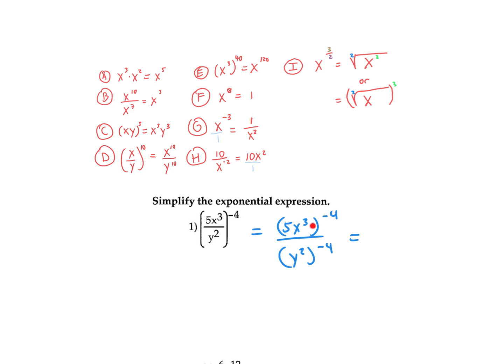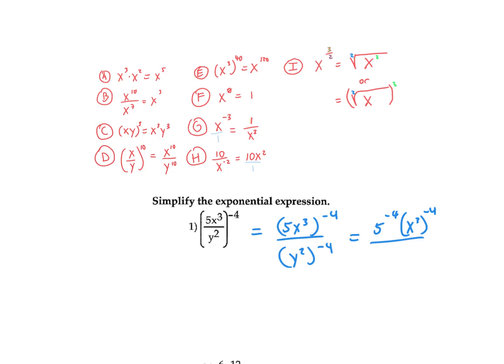What is this? What rule does that remind us of? Hopefully, we're recognizing that is a product being raised to a power. Well, what is that? That's rule letter C. So that means you apply that exponent to all of the things. So we have 5 to the negative 4. Now, let's be careful. This is x to the third to the negative 4, right?